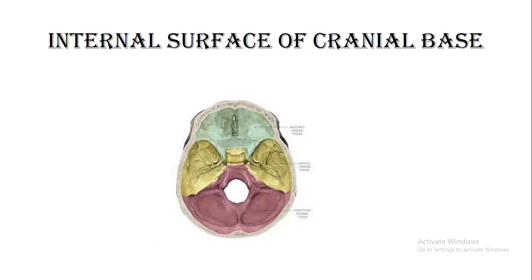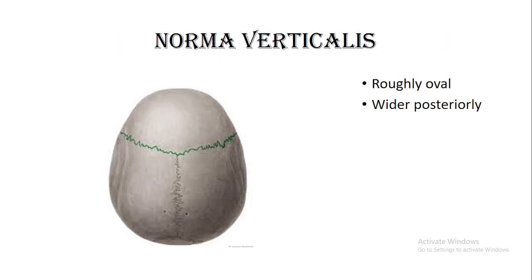The outer surface of the cranial base is visible in norma basalis, and the internal surface of the cranial base is something like this. Apart from these views, we can also study the skull by studying the individual bones of the skull, like studying the occipital bone separately, frontal bone, parietal and temporal bone, sphenoidal bone and ethmoidal bone. That also we'll be including in upcoming videos.